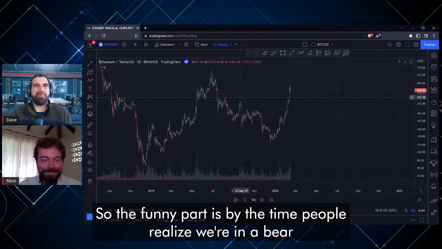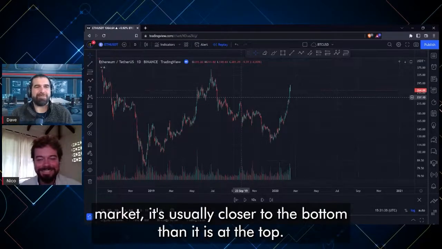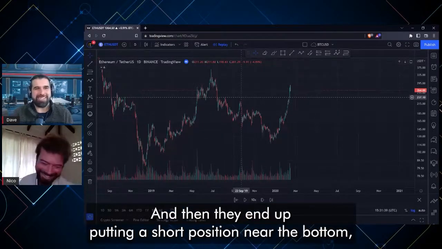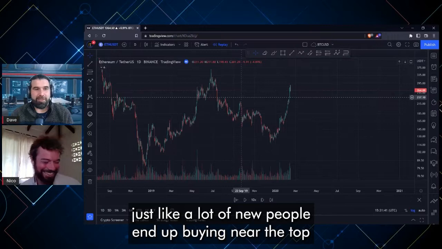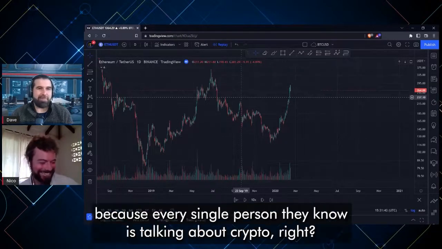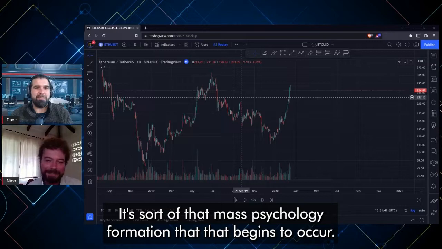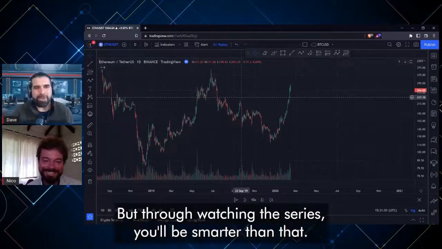So the funny part is by the time people realize we're in a bear market, it's usually closer to the bottom than it is the top. And then they end up putting a short position near the bottom, just like a lot of new people end up buying near the top because every single person they know is talking about crypto, right? It's sort of that mass psychology formation that begins to occur. But through watching this series, you'll be smarter than that.